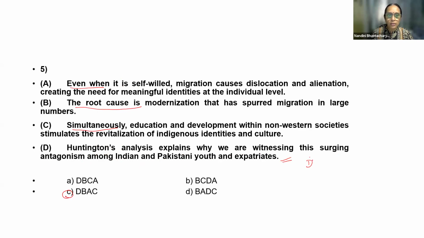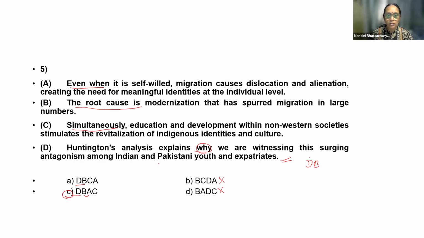Now what comes after D? Discussing the issue. The root cause is, so why we are witnessing this, the why comes in B. So D and B form a mandatory pair. So you are eliminating two options immediately. Now, D and B mandatory pair, what comes after B?